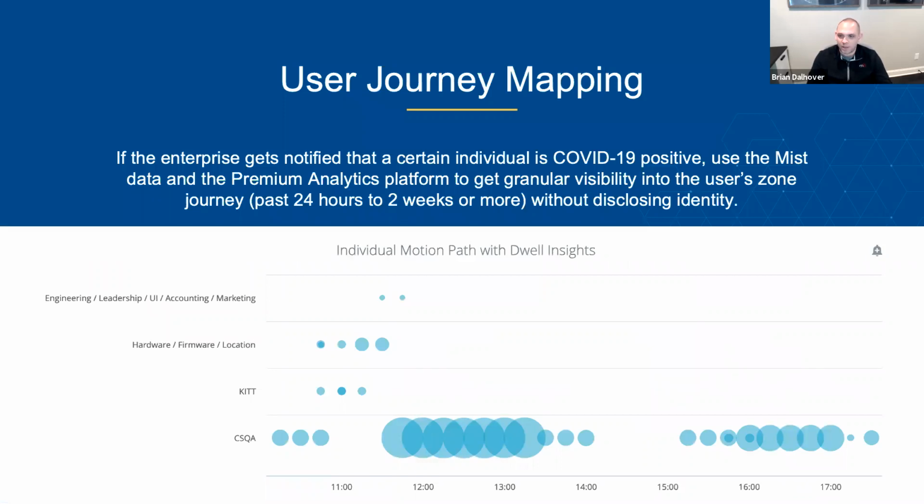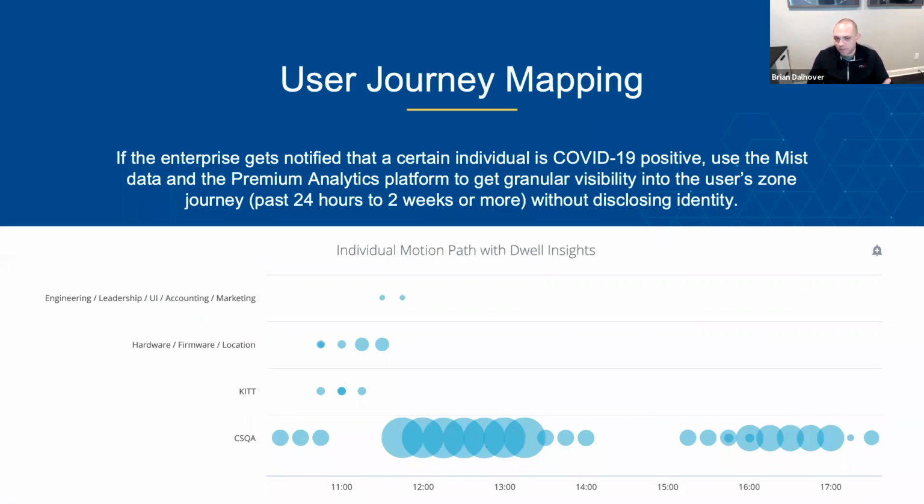So if you get notified that an individual tests positive for COVID-19, or really, frankly, anything that you might need to alert other users about, you can use the data provided by Mist Premium Analytics platform to get really deep detail on what's going on. In the graph down here, you can see an individual motion path for a person, or a device, technically.